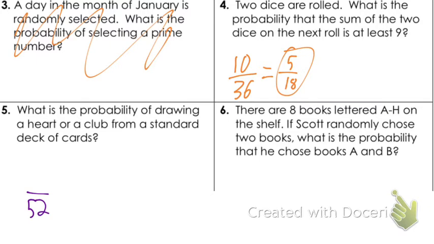Okay. So what's the probability of drawing a heart or a club from a standard deck of cards? How many of these cards are going to be a heart or a club? Half. 26. There's going to be half of them, right? 2 of the suits. So what would that reduce to then, Hannah?